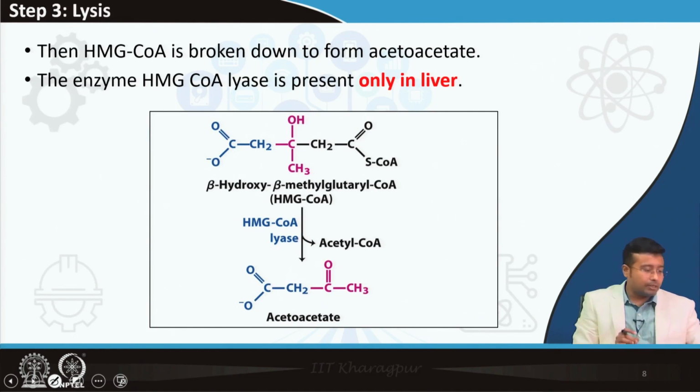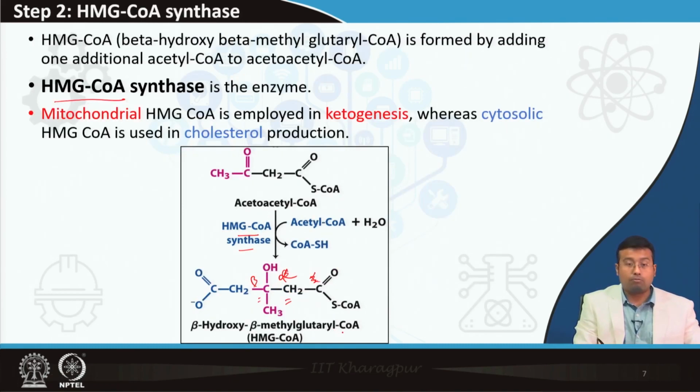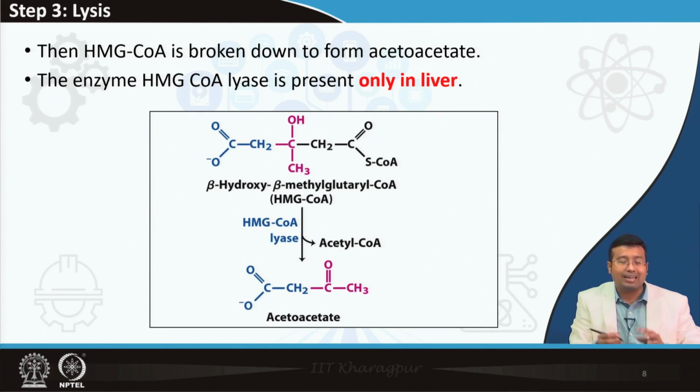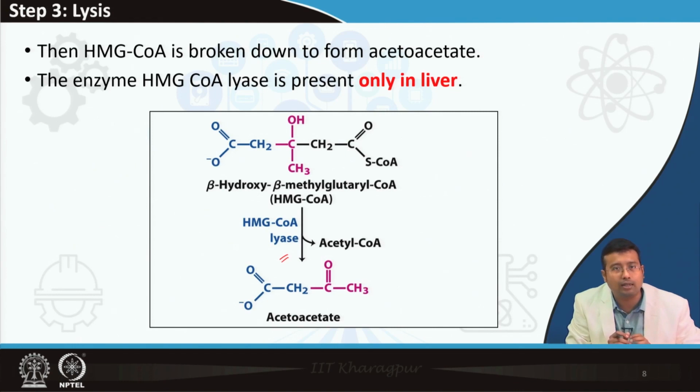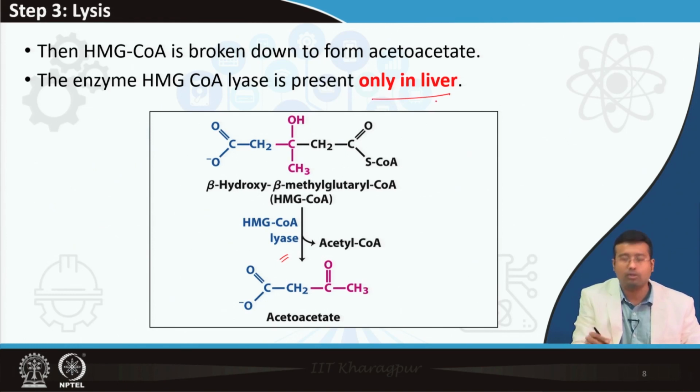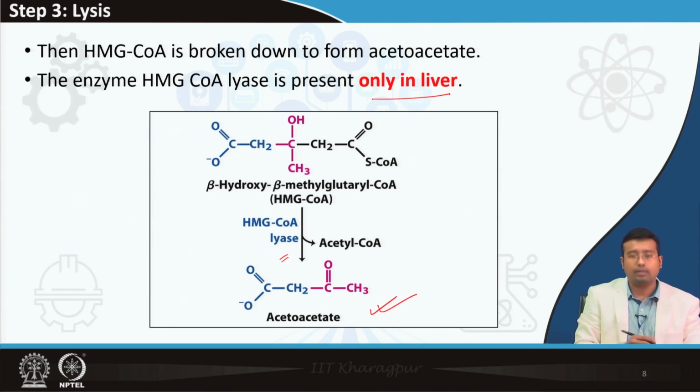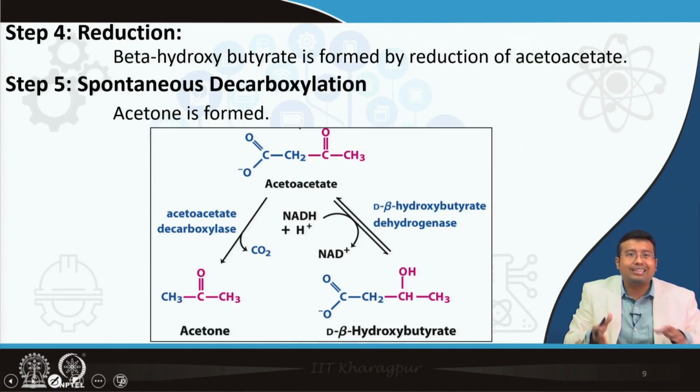So, HMG CoA is broken down by the enzyme HMG CoA lyase. This is the most important enzyme of ketone body synthesis. Why is this most important? This is the reason why ketone body synthesis can take place only in the liver, because this enzyme is present only in the hepatocyte mitochondria. So, HMG CoA in the next step is broken down to form acetoacetate and this is our primary ketone body, okay, with a CO group. So, acetoacetate is formed, this is the primary ketone body, and in the next step what happens?